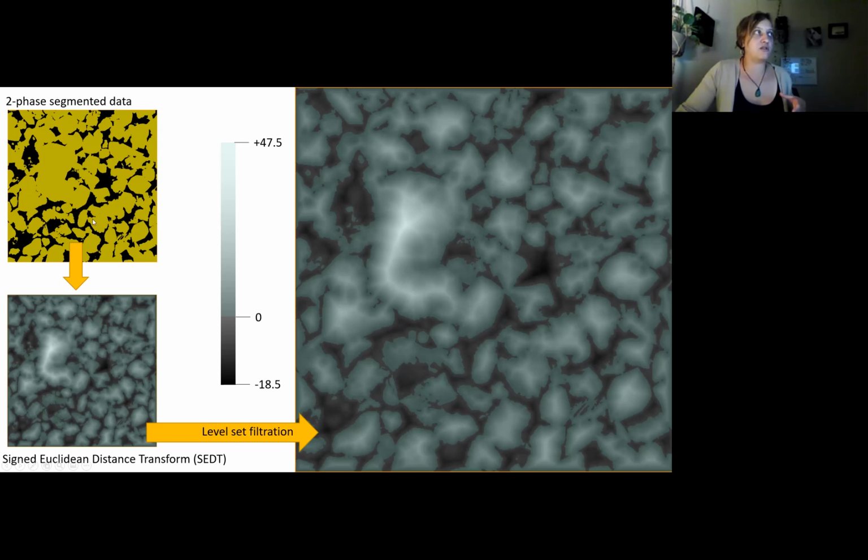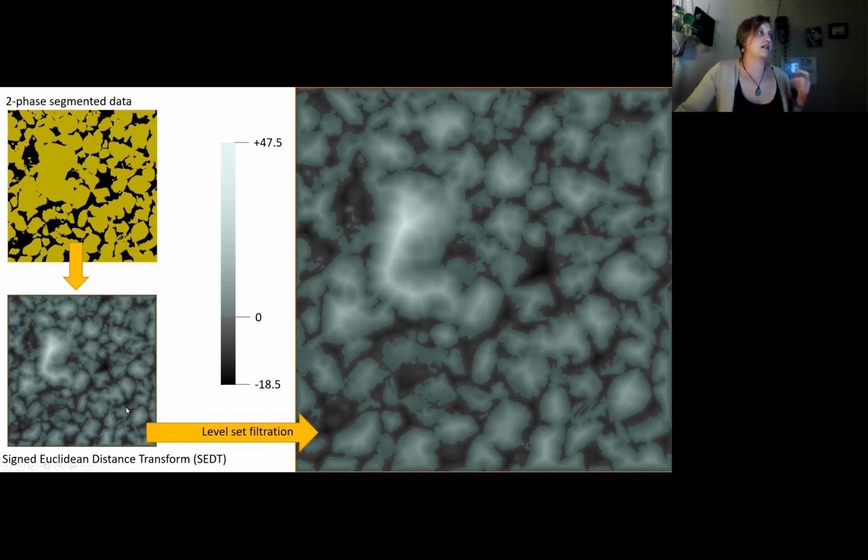First, we start with a two-phase segmented data set. In this case, again, the pore space is black and the grains are this olive color. From that, we compute a signed Euclidean distance transform. This is very similar to a normal Euclidean distance map, but we're measuring the distance in both phases rather than just one phase. For every voxel in the data, we're measuring the distance from that voxel to the nearest boundary, to the nearest two-phase boundary line. And then to keep the phases separate, we designate distances in the pore space to be negative and distances in the grain phase to be positive. That distinction is a little bit arbitrary, but that's the convention that we've been using. So we just keep going with that.